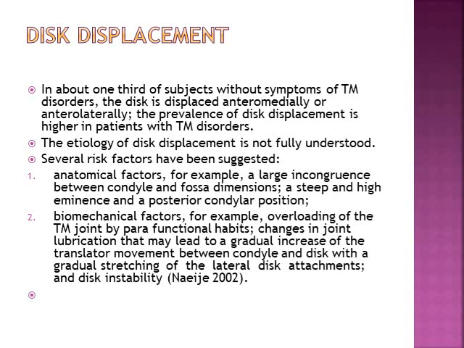The several risk factors have been suggested. What is the risk factors for disc displacement؟ أول شيء منو السبب أو risk factor إله؟ أول شيء anatomical factor. For example مثلا large incongruence between condyle and fossa dimension. يعني شنو يقصد؟ a steep and high eminence and a posterior condyle position. يعني نشوف انه اكو فد anatomical factor سوى المساحة السطحية للارتكوليشن مالتنا تسبب انه بطريقة انه شوية الزاوية حادة steep and high eminence.